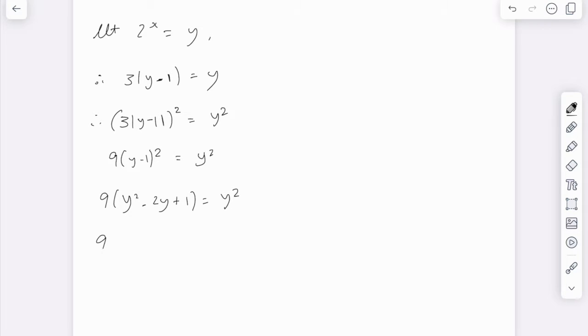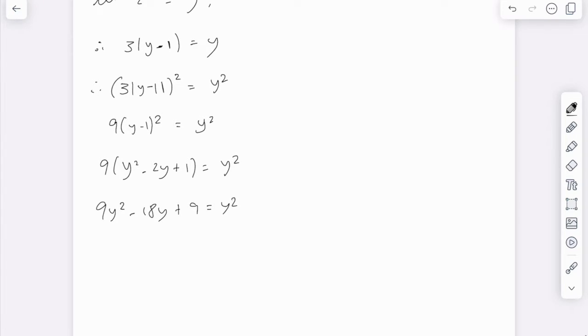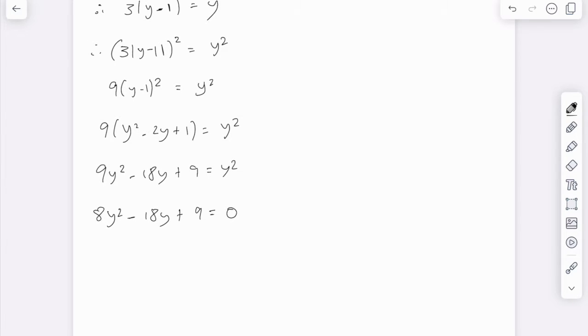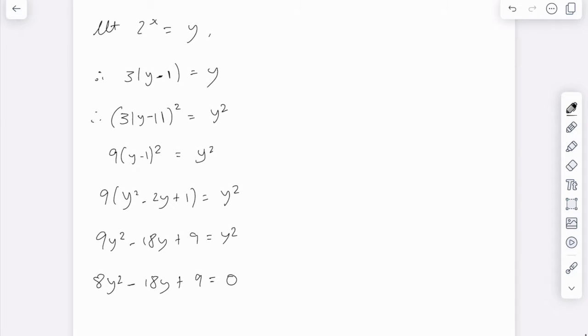Okay, 9y squared minus 18y plus 9 is equal to y squared. So 8y squared minus 18y plus 9 is equal to 0. Okay, now what that means then, pretty much 8 times 9 gives me 72. Okay, factors of 72 that add up to negative 18.